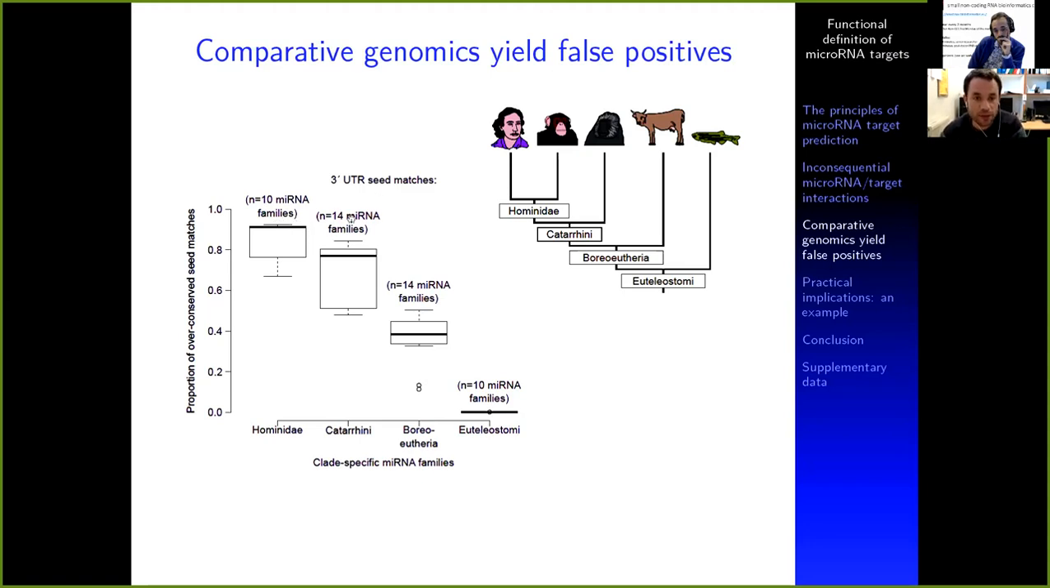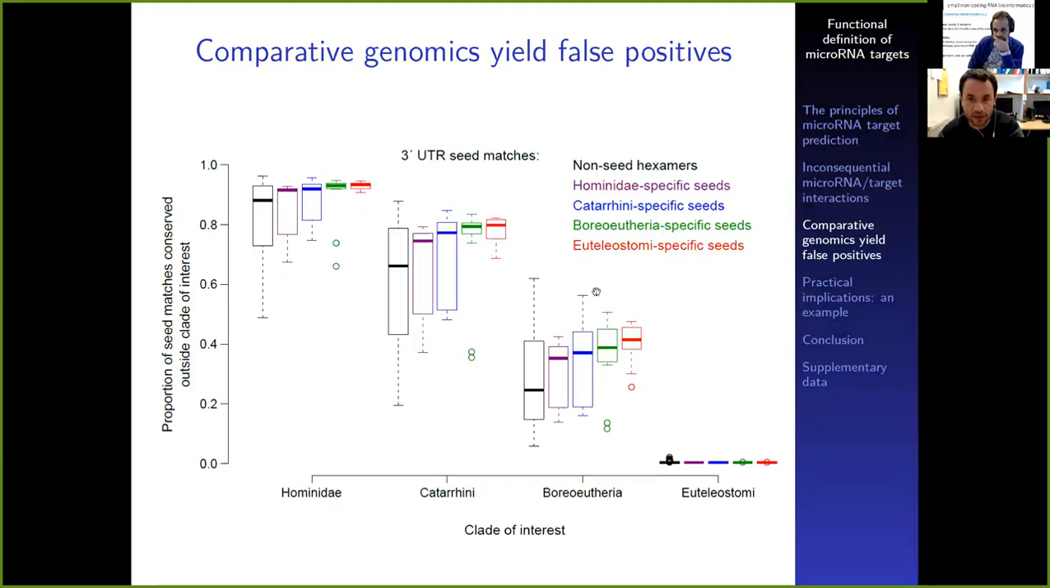Another possibility would be that, because we are looking at a tree, of course, you have more chances of observing an overconservation if you have more outer species to look at. So if you look at hominidae, there are many outer species. If you look at eutheliostomi, there are much fewer. In fact, among the sequenced vertebrate genomes outside eutheliostomi, there was just one, a lamprey genome. So of course, if you have just one outer genome, you have much less chance to observe overconservation. So that's the other possibility, and that's what we decided to investigate.